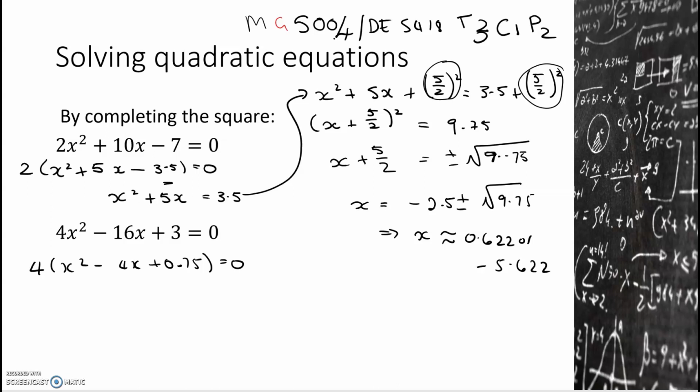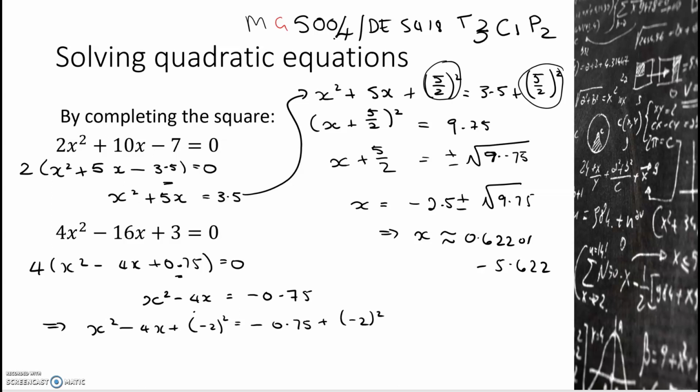Next one, we need to divide it by 4. And then divide both sides by 4, so the 4 is gone. And then we can put the 0.75 onto the right, and add half of this number squared to each side. That's what you're doing when you're completing the square. Okay, do the arithmetic. So x minus 2 squared equals 3.25. So x minus 2 equals plus or minus the square root of 3.25.